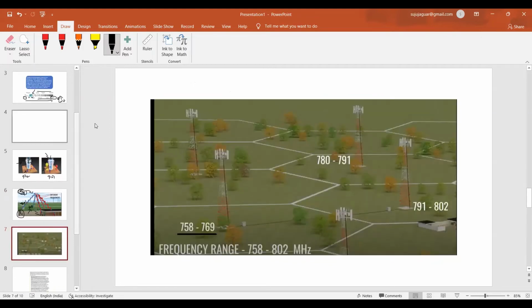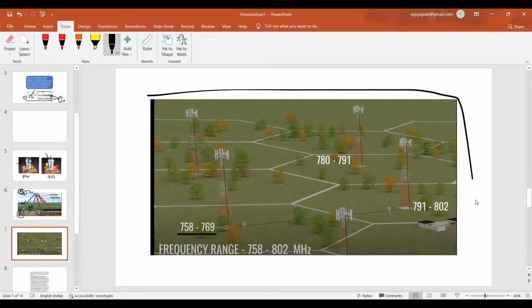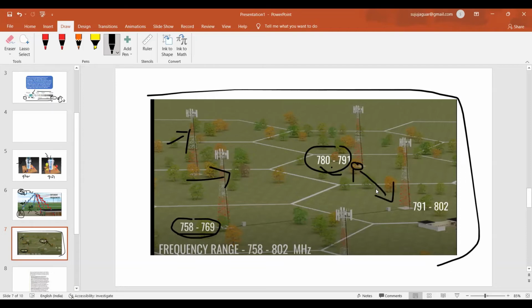So if you consider this as a geographical area, each area can be divided into different zones, and each zone has different mobile towers. Each mobile tower has been assigned different frequencies. Suppose if you stand near this tower, you will be assigned the frequency of 780 to 791. And as you move towards here, you will be cut off from this frequency and a new frequency will be connected to you. And this cycle repeats.